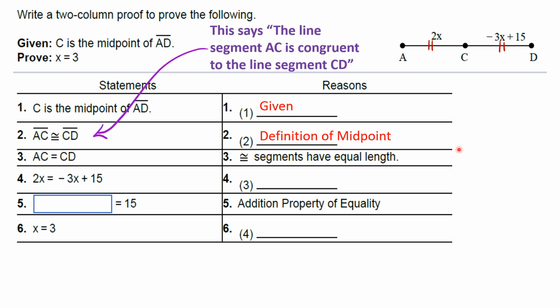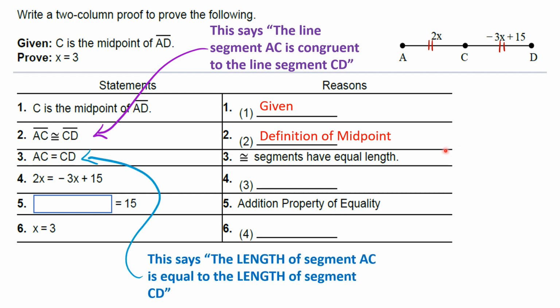The second line says the line segment AC is congruent to the line segment CD. The third line says, if you remove that line from the top and you change the congruent to an equal sign, that means that the length of line segment AC is equal to the length of the line segment CD. And that part's already filled in for you on the right hand side. The reason's already filled in for you. It just says congruent segments have equal length. All right, so that little symbol there means congruent. Congruent segments have equal length.